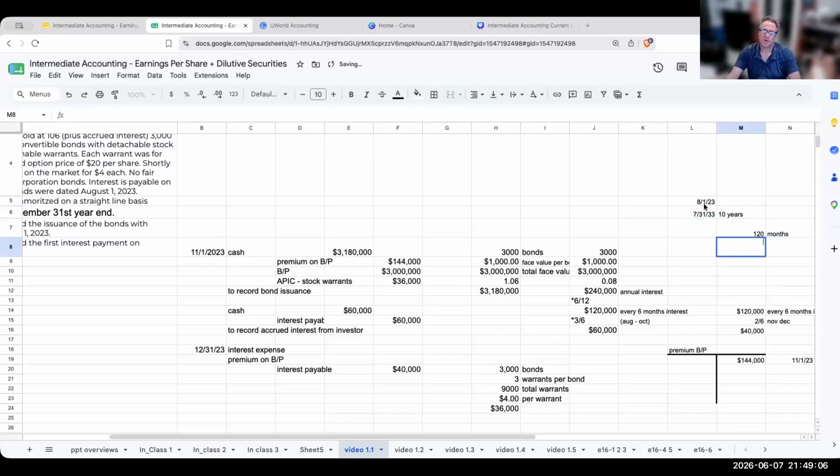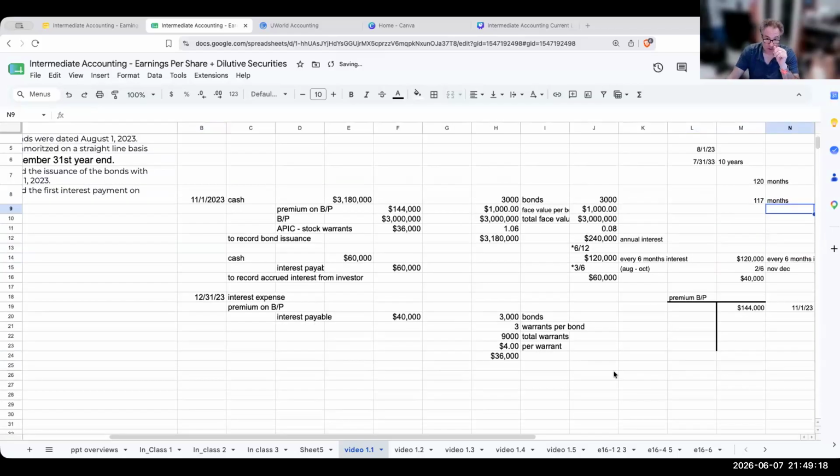Now, since the bond was actually issued on 11/1, in order for this to go down to zero, I have to amortize it over 117 months. So when I look at the premium amortization, my monthly amortization is going to be 1,231. So since I'm recording interest expense for 2 months, to accrue it, this is going to be 2,462. So my interest expense is going to be 37,538.